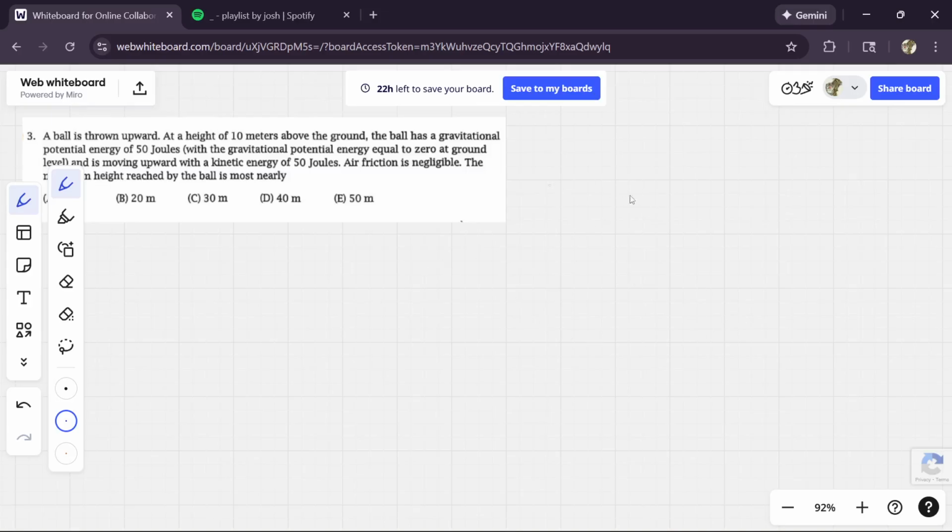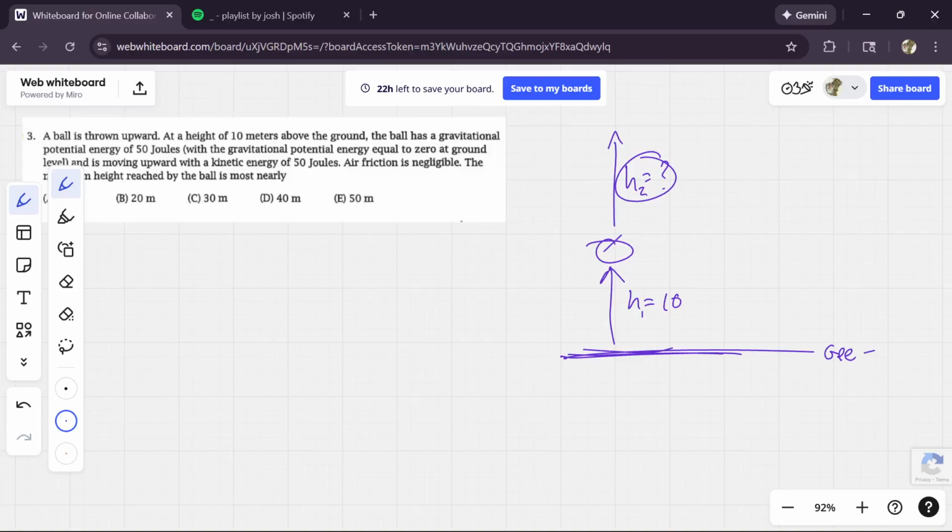So it says a ball is thrown upwards 10 meters, so the height is equal to 10, but then it continues climbing. The height goes to a mystery height. We're solving for h, say h2. And it also tells us that at the bottom, the GPE, or the gravitational potential energy, is equal to 0. At 10 meters, GPE is equal to 50 joules, and the kinetic energy is equal to 50 joules.